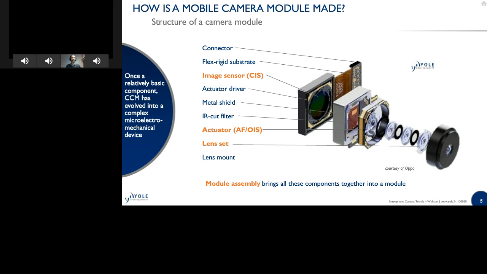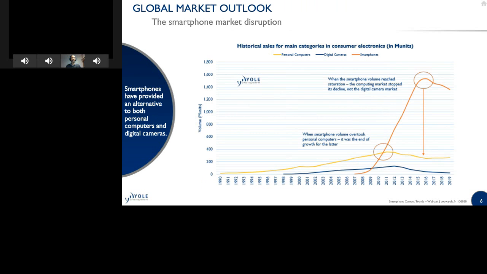Actuators, lens set, again plastic molding parts, but also using anti-reflective coatings, and a lens mount on top of that to finish the enclosure. So in the end, module assembly has become a huge industry, and we will see some of the underlying trends. So why did it become such an important industry?